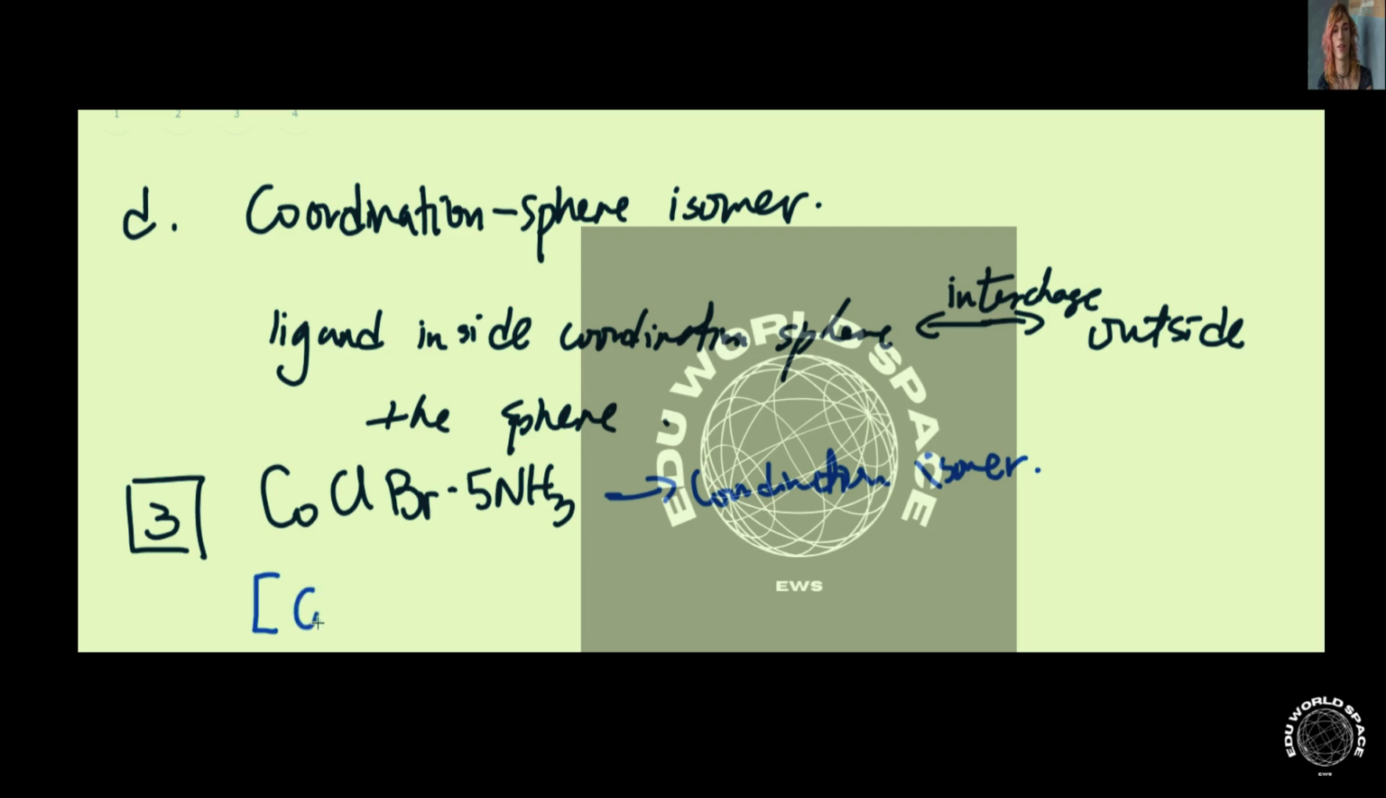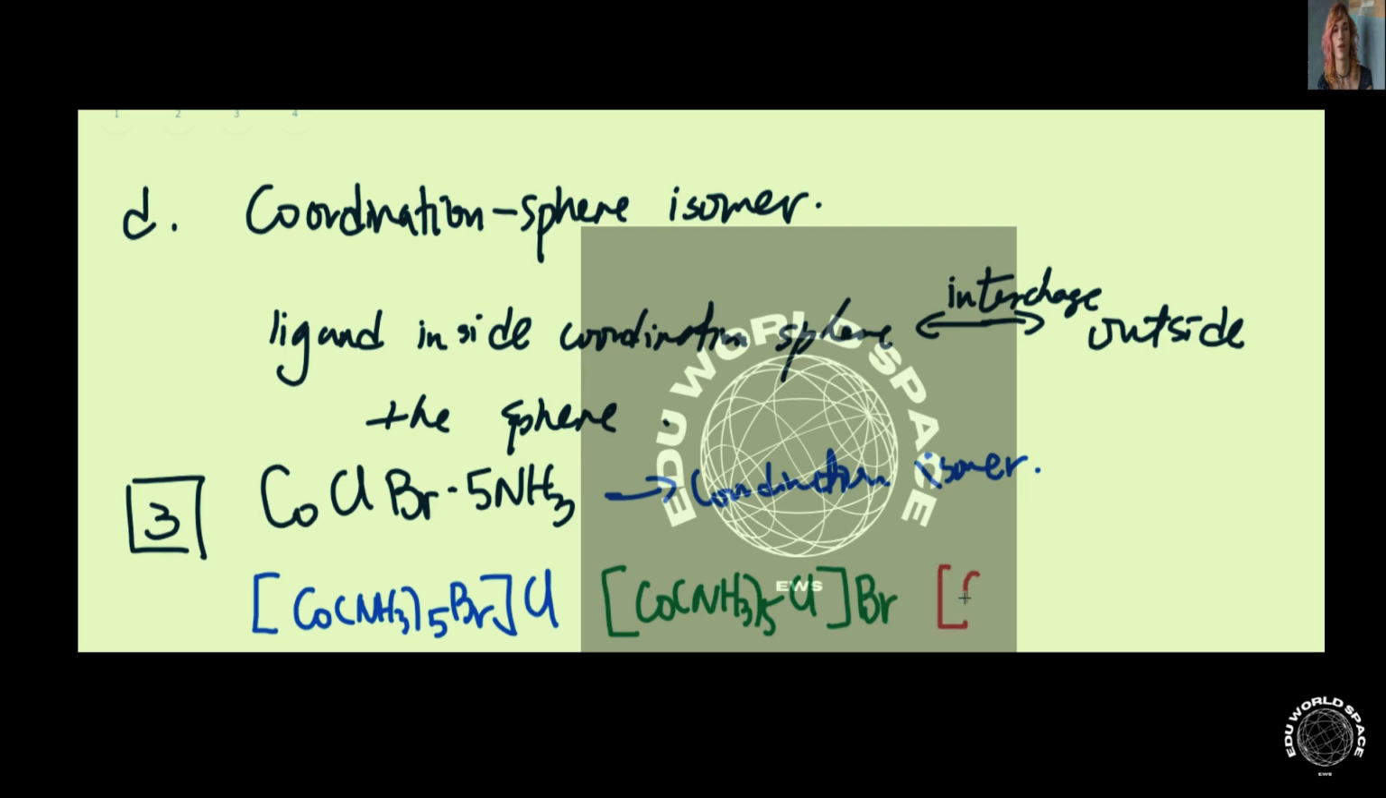So for example, [Co(NH3)5Br]Cl, or [Co(NH3)5Cl]Br. Or they can even have this complex formula, [Co(NH3)4ClBr]NH3, etc. So this complex can have coordination sphere isomers.